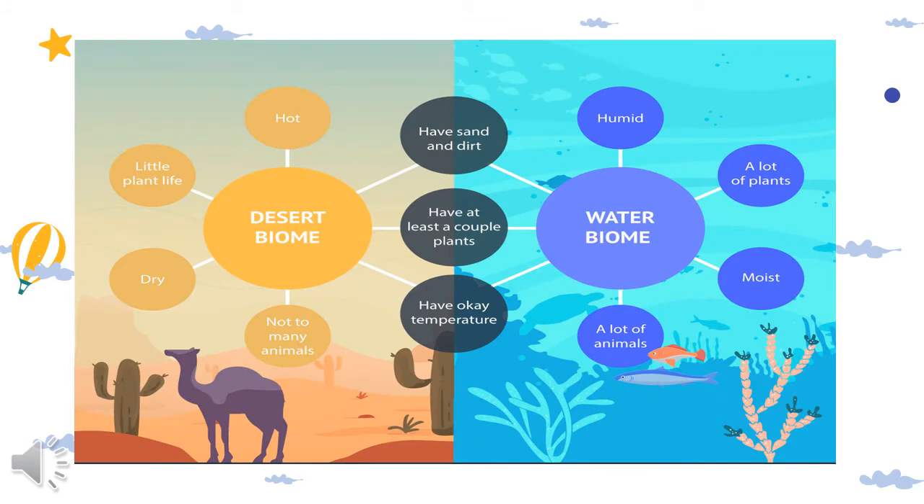So here's the example of a main idea web. As you can see, class, in the middle you will see the main idea itself. And of course, it is surrounded by the sub-ideas or subtopics that we can connect with the main idea.